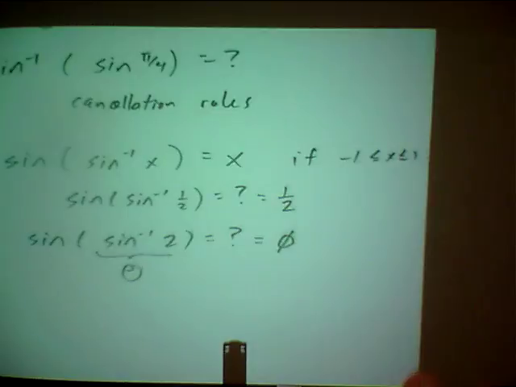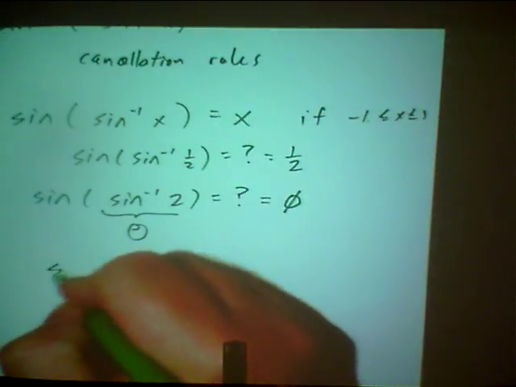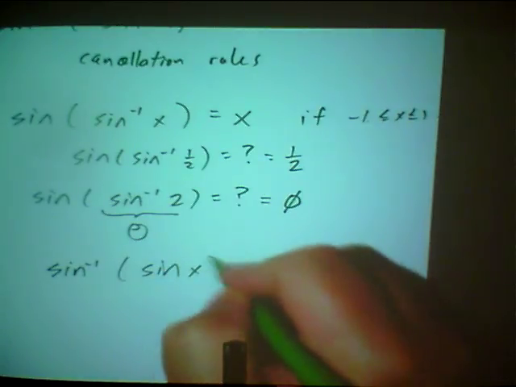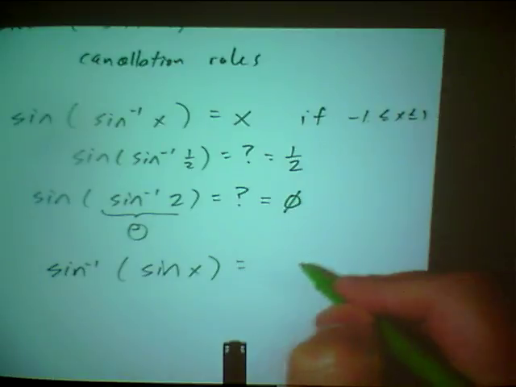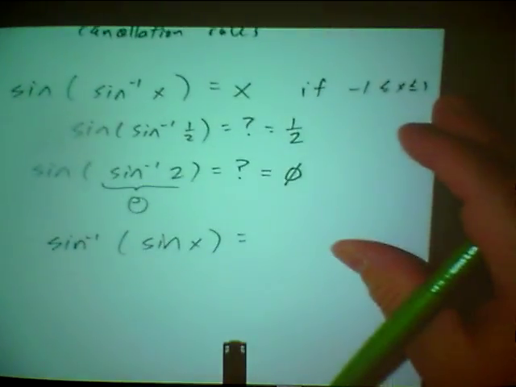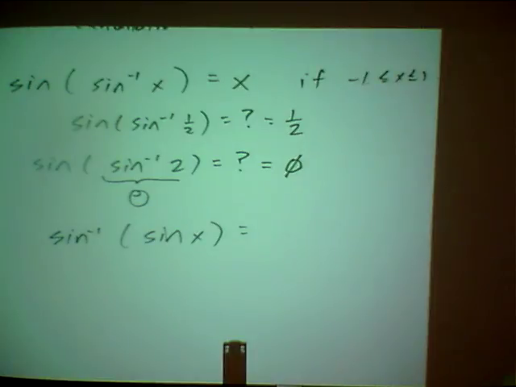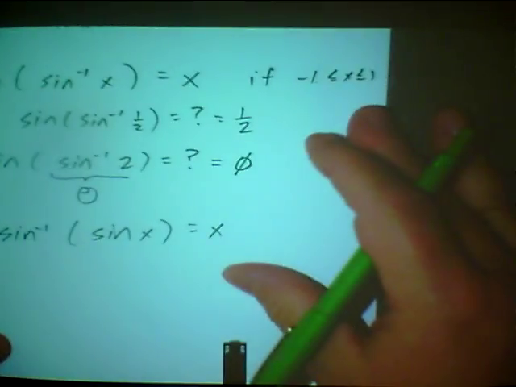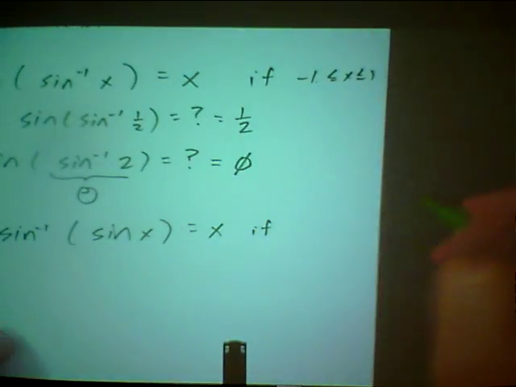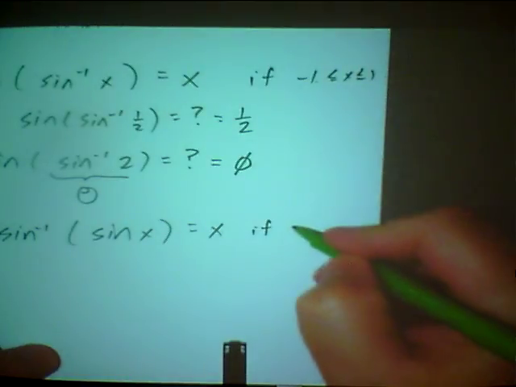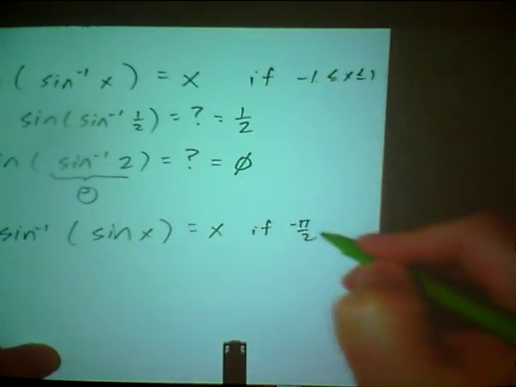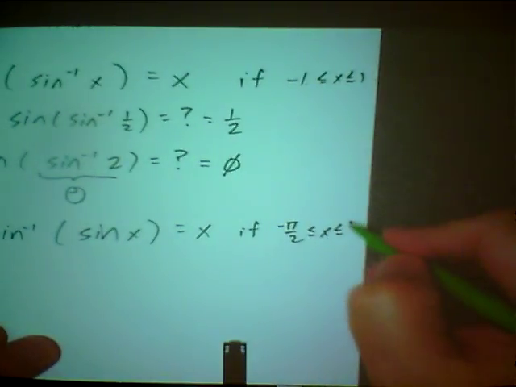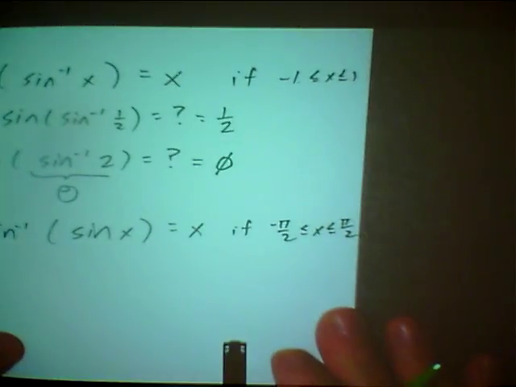Now, let's look at the flip side. Let's look at what happens when we take the inverse sine first, and then the sine inside. Here, we also have a cancellation rule, and it applies in that this thing will equal x, in this case, if my x is between negative pi over 2 and pi over 2.